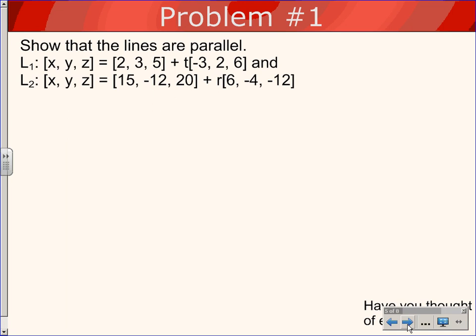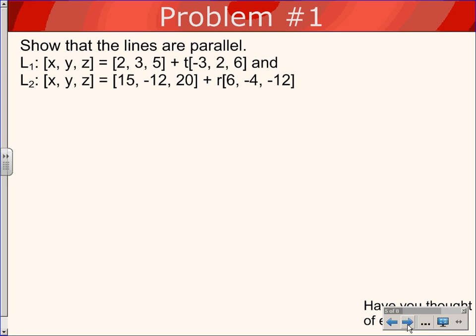All right, a couple of problems we need to try. Show that the lines are parallel. In two-dimensional stuff, when we do y equals mx plus b, if you want to know the lines are parallel, you just consider the slope. And if the slope is the same, or multiples of each other, I guess, then they're parallel. And same thing here. The initial vector, that 2, 3, 5, and the 15, minus 12, 20 make absolutely no difference to whether or not lines are parallel or not. What's important is that we consider the direction vectors.